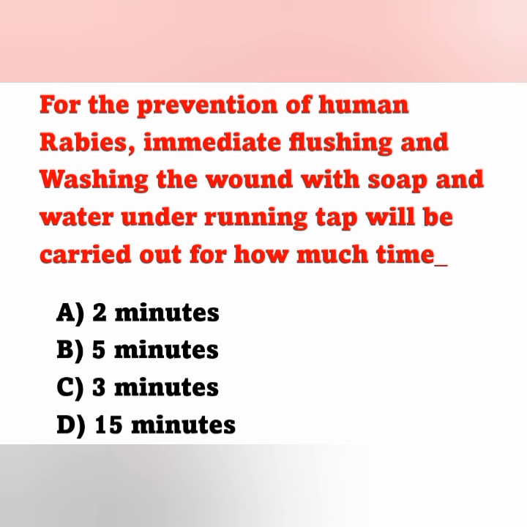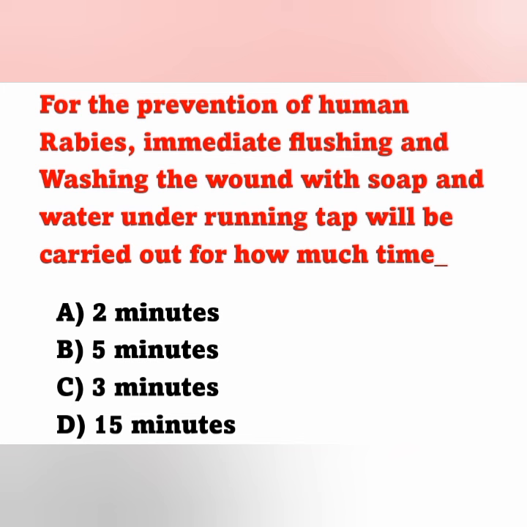For the prevention of human rabies, immediate flushing and washing the wound with soap and water under a running tap will be carried out for how much time? Options: option A 2 minutes, option B 5 minutes, option C 3 minutes, option D 15 minutes. Here the question is, to prevent human rabies after a dog bite, how long should we wash the wound?